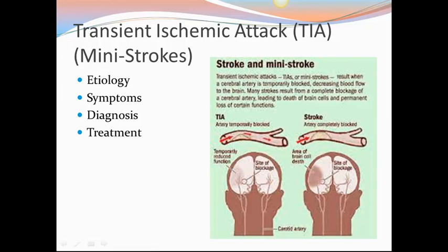Transient ischemic attack, or TIA, is also called mini strokes. The etiology is insufficient blood supply to the brain due to an artery narrowing. The most common artery that is the culprit is the carotid artery in your neck. Symptoms include weakness in limbs, dizziness, slurred speech, mild loss of consciousness. Diagnosis is examination, CT scan, carotid ultrasound, and sometimes we'll do an arteriogram on the carotid artery. Treatment, if it is carotid in nature, we will do a carotid endarterectomy.